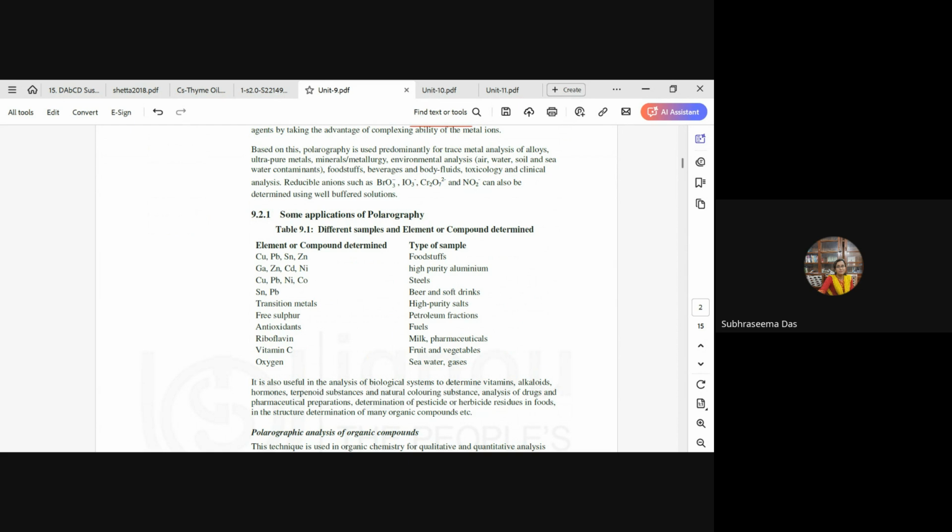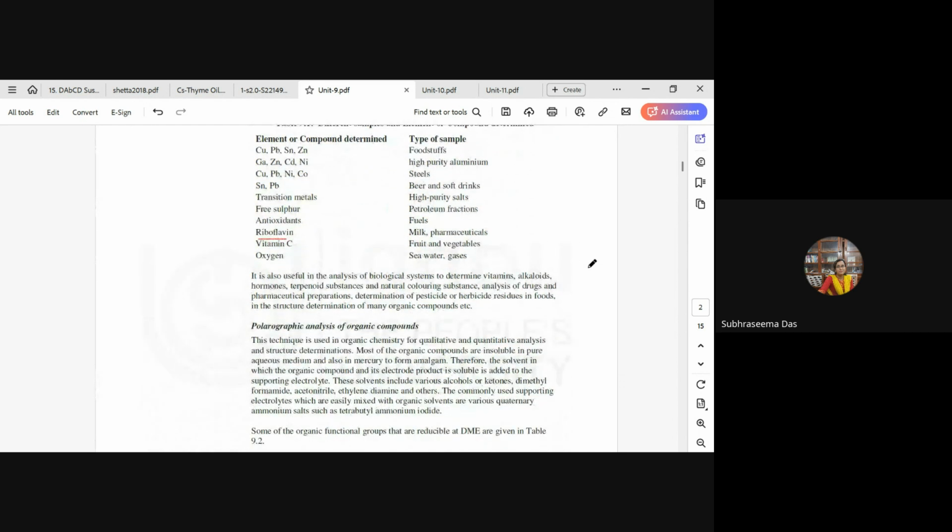So, here in table 9.1, different samples or compounds that can be determined by using polarography have been listed. Like the determination of copper, lead, tin, or zinc that is present in different types of foodstuff. We can also analyze the presence of copper, lead, nickel, and cobalt present in steel. Also, we can see the presence of riboflavin as an impurity in milk and pharmaceuticals. Even the presence of vitamin C in fruits and vegetables can be identified by polarography.